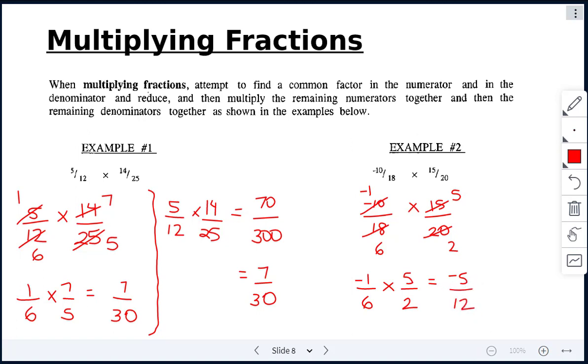as the final answer. If you didn't reduce beforehand and you just multiplied, you will have those larger numbers and you just have to reduce at the end.